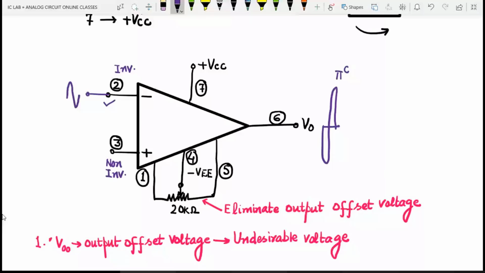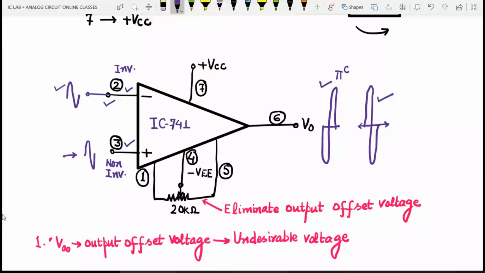On the contrary, if we apply this signal to the non-inverting terminal, which is terminal number 3, then the output will be amplified and will not undergo any phase shifting. This is the difference between inverting and non-inverting terminals. Have you understood the difference? If we apply the voltage signal at the inverting terminal, the signal will be phase shifted by 180 degrees and amplified. Opposite to that, if the same signal is applied at the non-inverting terminal, it will not undergo any phase shift. It will look like this. Is that clear to you?